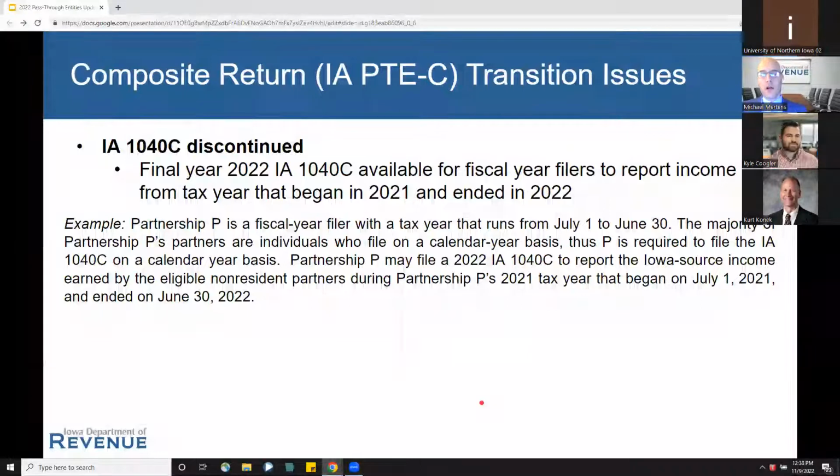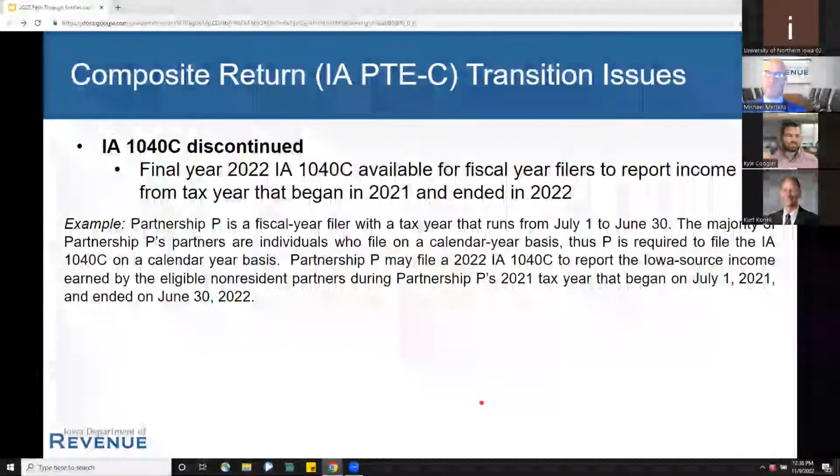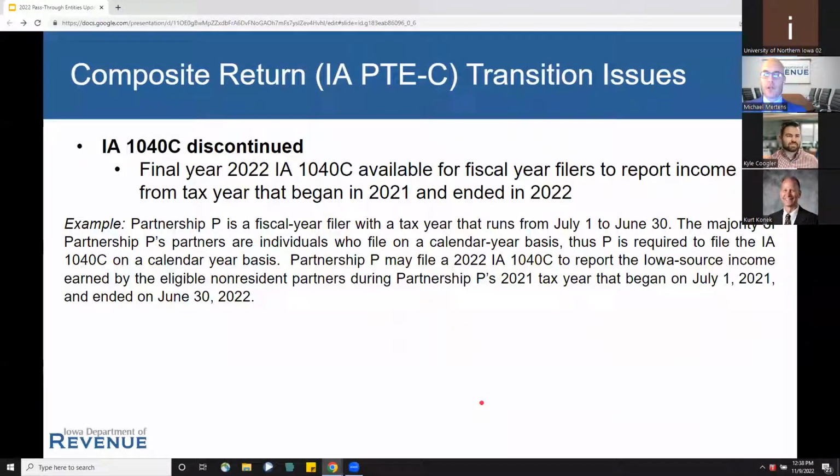So as with any new law, there are some transition issues we need to talk about. We just went through in some detail the new composite return that takes effect for tax year 2022. That, of course, means that the old 1040C that used to be used under the old composite return law is being discontinued. So there will be one more final year 2022 1040C that is available for fiscal year filers to report income for a tax year that began in 2021 and ended in 2022.